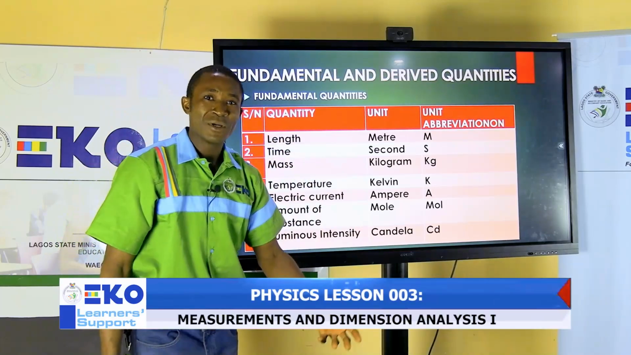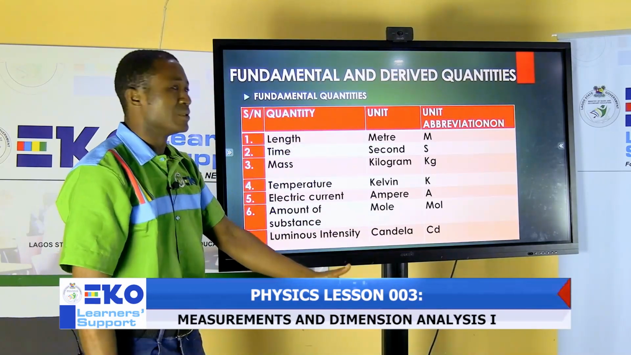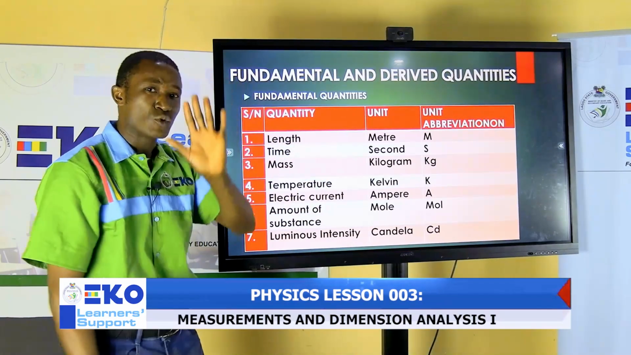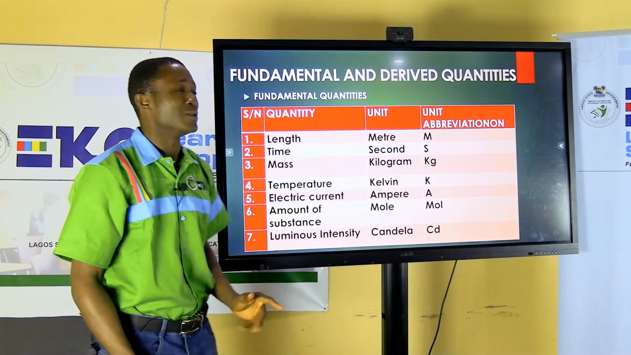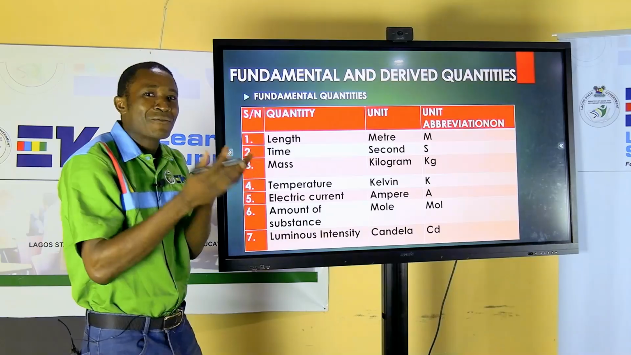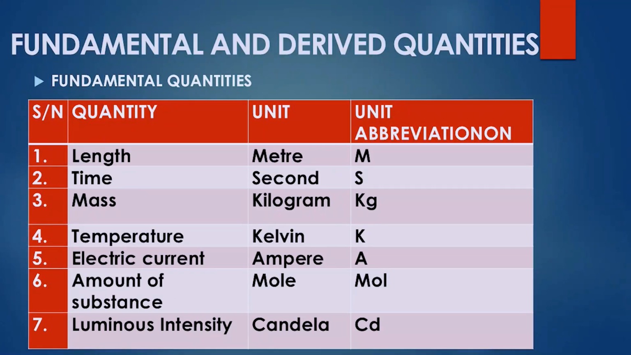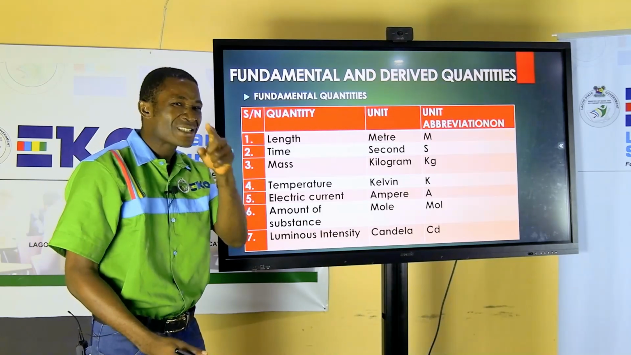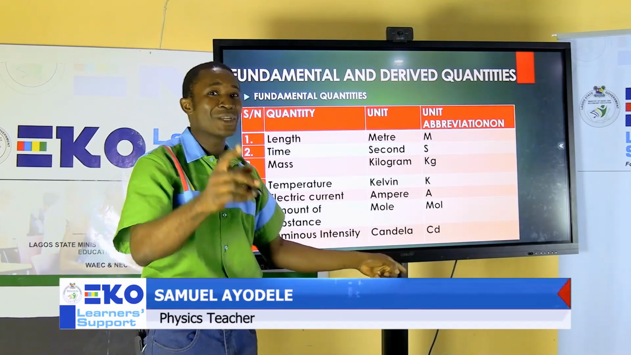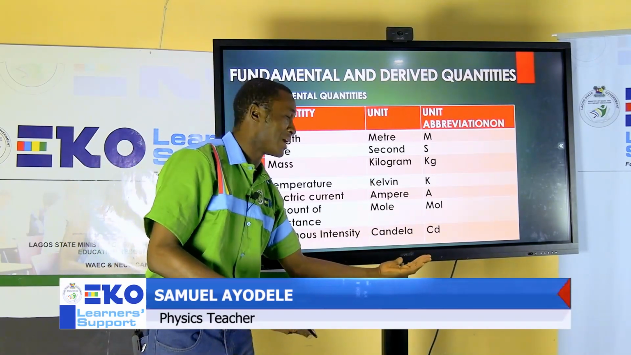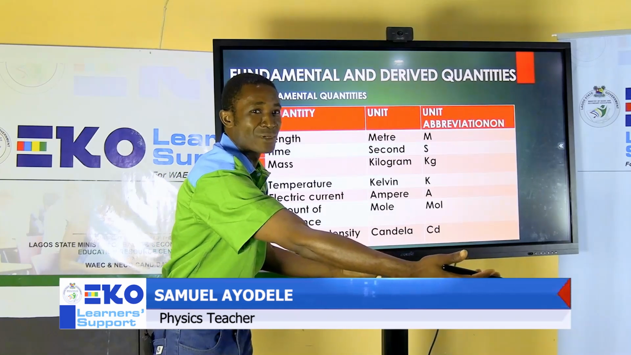Now look at it. When we measure, there are quantities that we measure. The quantities that we measure are divided into 2 segments. We have the fundamental and the derived quantity. From the word fundamental, it means the basis, the onset, the beginning. Derived means that we extracted them from somewhere. Let me give you a hint. Those derived quantities are extracted from the fundamental quantities, which means that if the fundamental quantities do not exist, there's no way the derived quantities can exist.